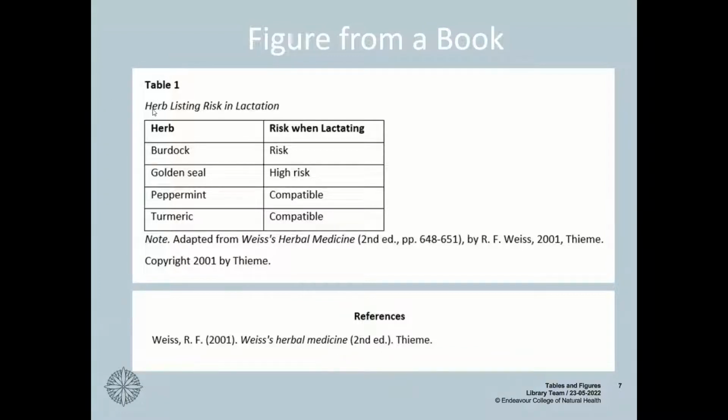So I actually created this table with information from a couple of different pages in this book. So in that case, it is adapted from. It's not a direct snapshot of a section of the book. It's been adapted from a couple of pages. So we have our note in italics and a full stop, adapted from. Then we have the title of the book that this information came from with title case and italics. In brackets, we have the edition, if there is one. In this case, this book was a second edition, so we include the edition.